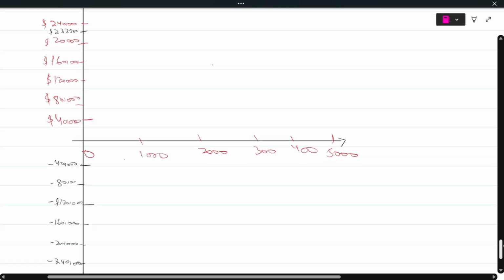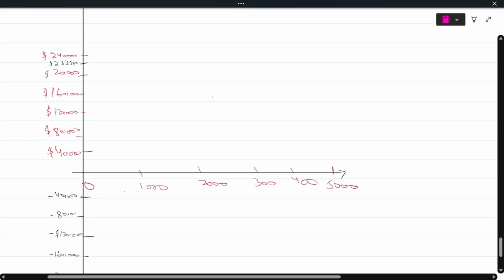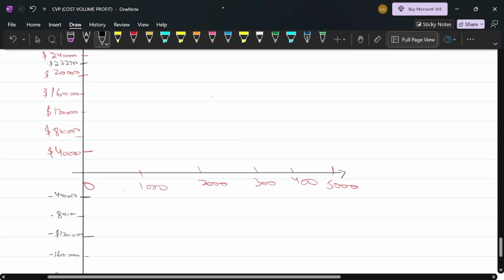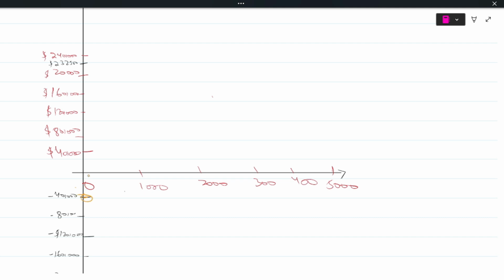Now I'm going to start drawing my profit to volume chart. Now, as you guys know, the first point that we make on a profit to volume chart is at 0 units, right? This is something we discussed in our previous class, that at 0 units, you make your first point. So at 0 units, obviously you're not going to make any profit, right? So where do I place the point? I place the point at minus 40,000. Why? Because when you sell 0 units, you do not make any profit.